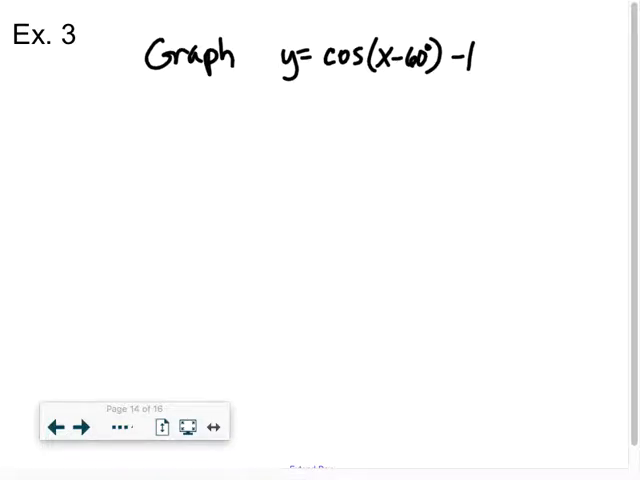This one I'm going to put two together. So I have graph y equals cosine the quantity x minus 60 degrees, minus 1. It's very important to put the inside of your cosine and sine in a parenthesis so you know what's a phase shift versus what's a vertical shift. The exception to that is if it's just cosine x on the inside, then sometimes we don't put a parenthesis there. But if it's meant to be inside, there will be parentheses.